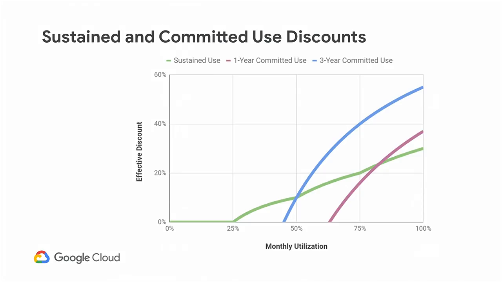So the green is the standard sustained use and how it increases over time. The blue curve is a 3-year committed use, and the purple curve is a 1-year committed use. So what you see here where those lines intersect is really the point at which it starts to make sense to consider those committed use discounts for your workloads. For instance, here, if you're running your workload for 50% of the time over a month, then you want to start to consider looking at committed use discounts.